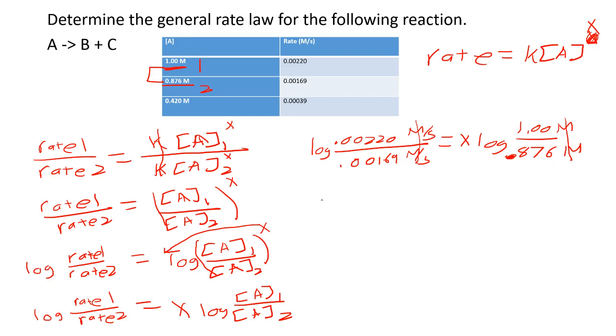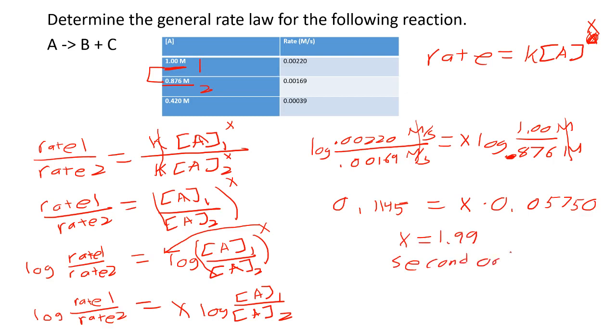So now I'm going to do the math for these, and I'm going to get 0.1145 is equal to x times 0.05750. I'm then going to solve for x. I get x is equal to 1.99. That means we're going to be second order. Remember, we're going to round it to a close by integer, and that is basically 2. And so we get that rate is equal to k times A squared.